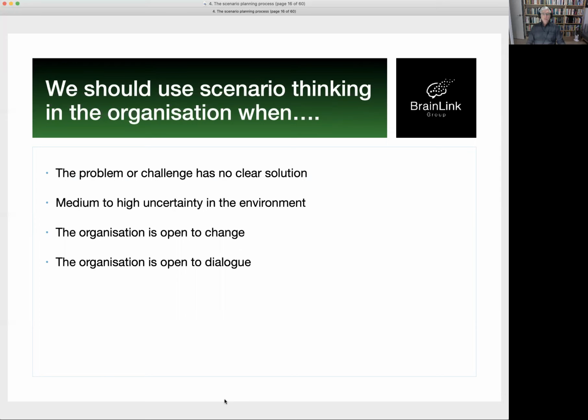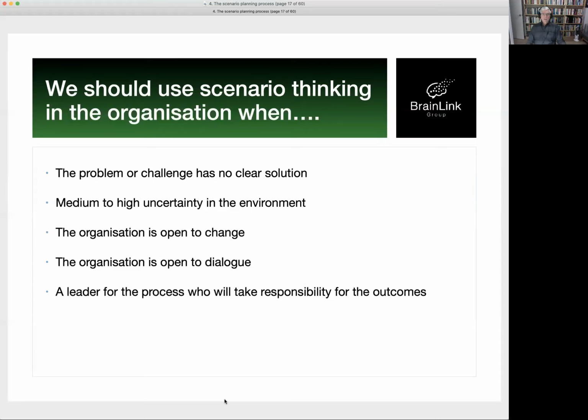The organization's also got to be open to dialogue, meaning it's got to be happy to have a conversation inside the organization, which really debates and discusses the options and the alternatives. If this is an organization that wants to take 6 or 7 people in secret to a darkened room so that they might actually develop the future strategy without telling anyone about it or consulting with anyone, then this is not the ideal environment to use scenario planning in.